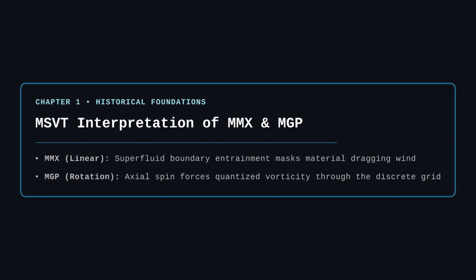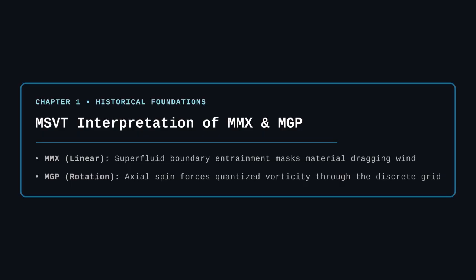First, linear translation. When a solid body moves linearly through a zero-viscosity superfluid, the fluid undergoes local hydrodynamic entrainment. This forms a localized boundary layer or protective frame that moves along with the body, masking any linear material wind and producing the null signature observed in the Michelson-Morley experiment. Second, axial rotation.